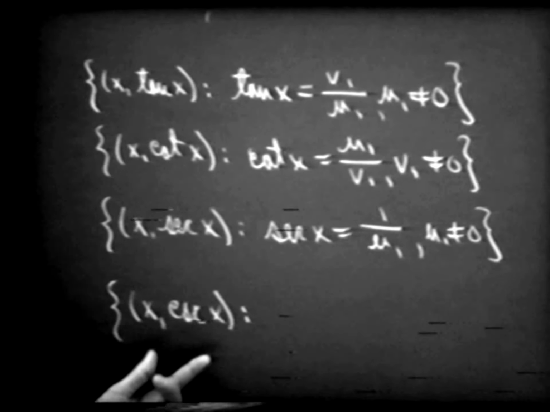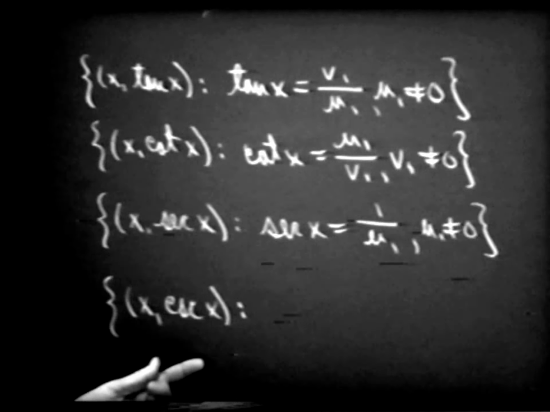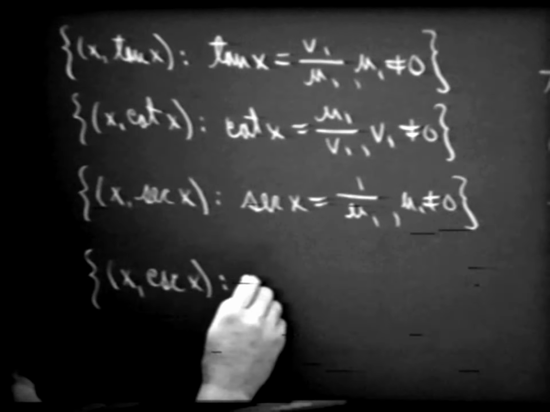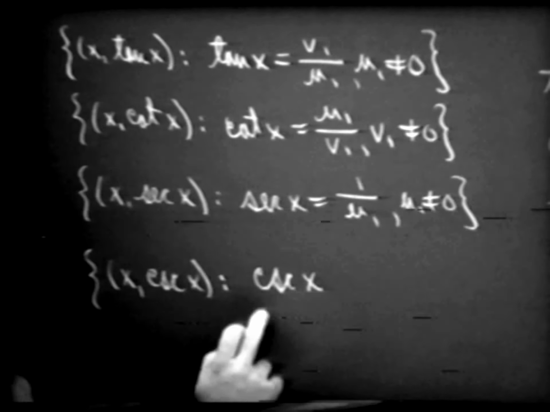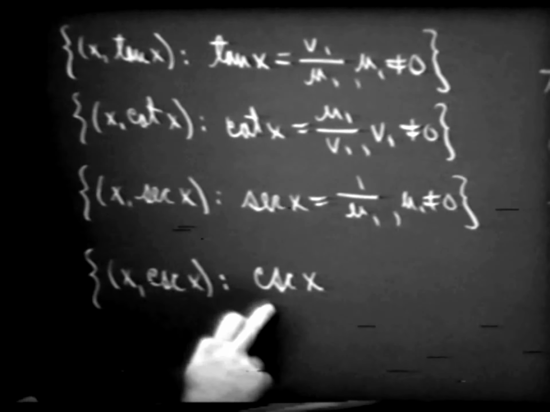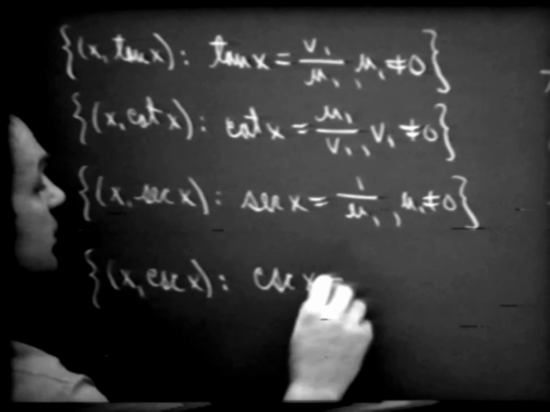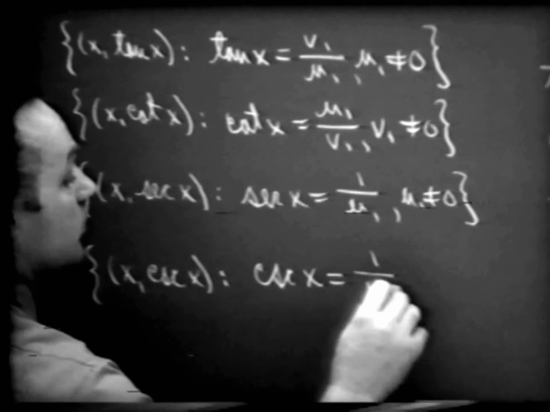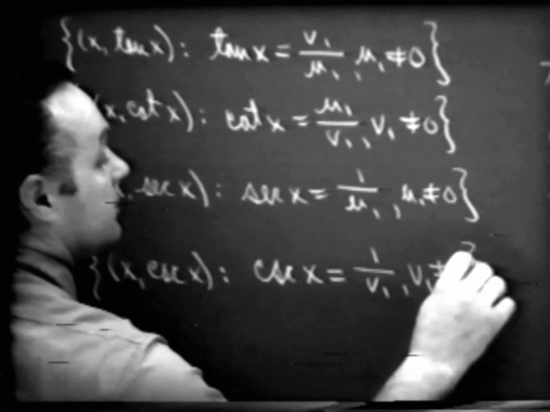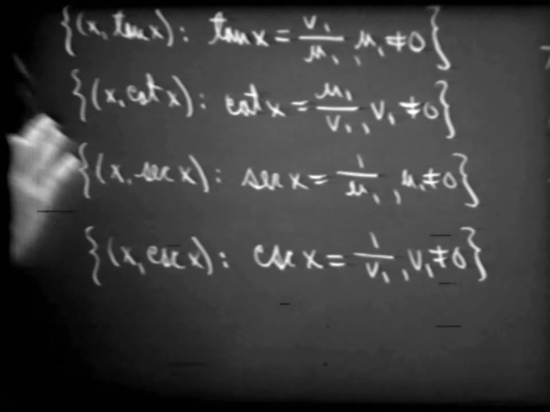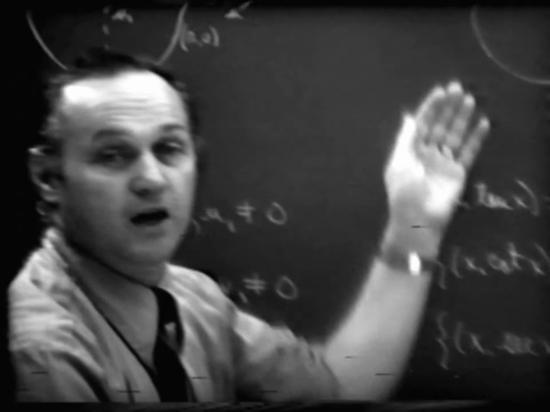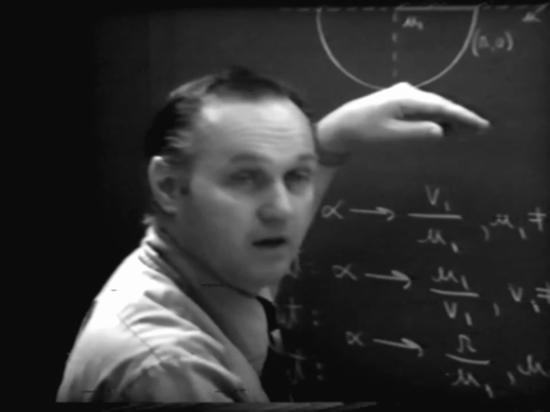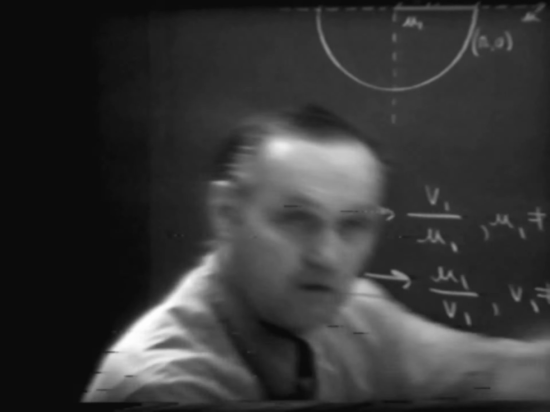And finally, the cosecant function may be defined as what? What can we say here? Someone, Dick? 1 divided by v sub 1. All right, the cosecant. Notice our abbreviation here is CSC. The cosecant of x is equal to 1 divided by what? V sub 1, where again v sub 1 is not equal to 0. All right, now again our circular functions defined on the unit circle and our trigonometric functions in terms of a number of an angle alpha are the same.